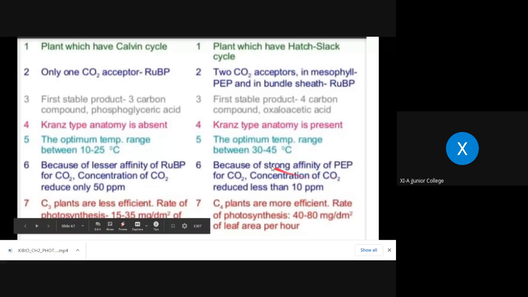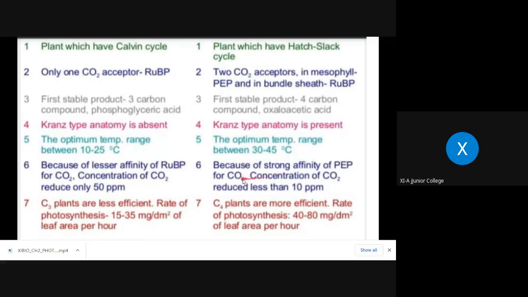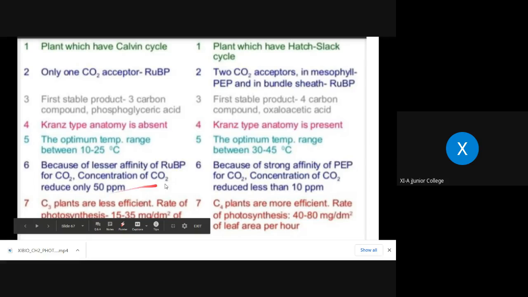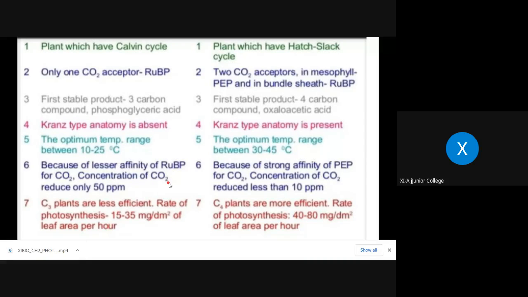CO2 fixation takes place. C3 plants are less efficient and the rate of photosynthesis is also very low, whereas C4 plants are more efficient and the rate of photosynthesis is higher. These are the differences between the C3 and C4 pathway.